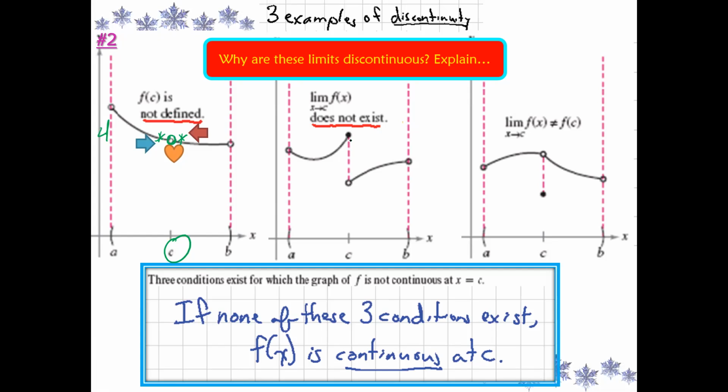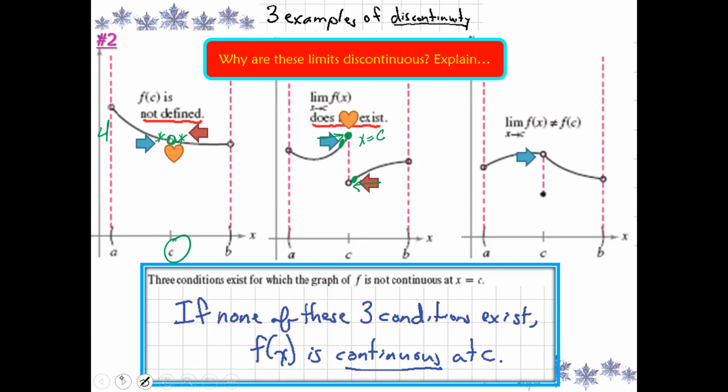Let's take a look at the second scenario in the middle. As I am approaching from the left side, my answer is right here. As I'm approaching from the right side, unfortunately, my y value dips down. And then when x equals c, it is the same answer as when I'm approaching from the left side. But because all 3 conditions are not consistent, the limit does not exist. It's not continuous.